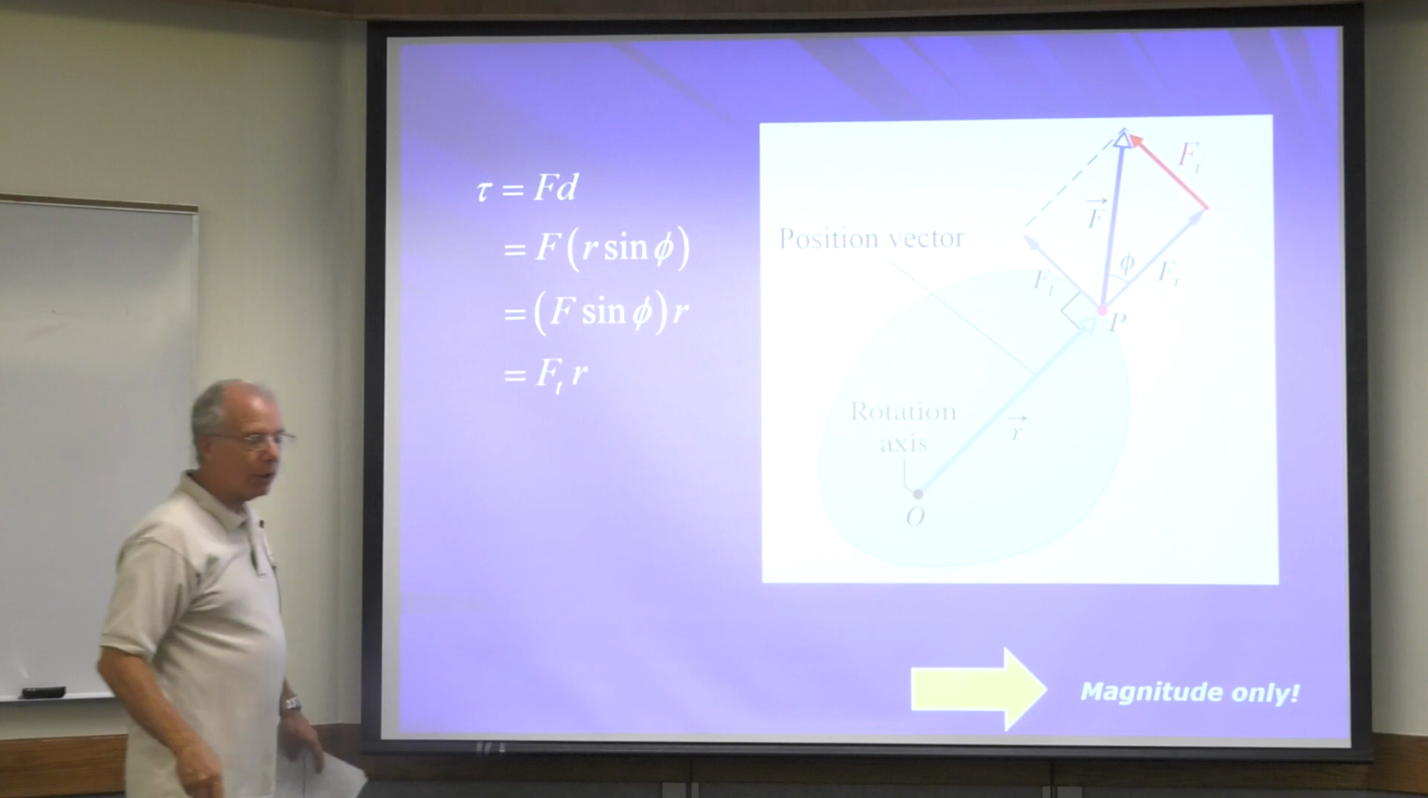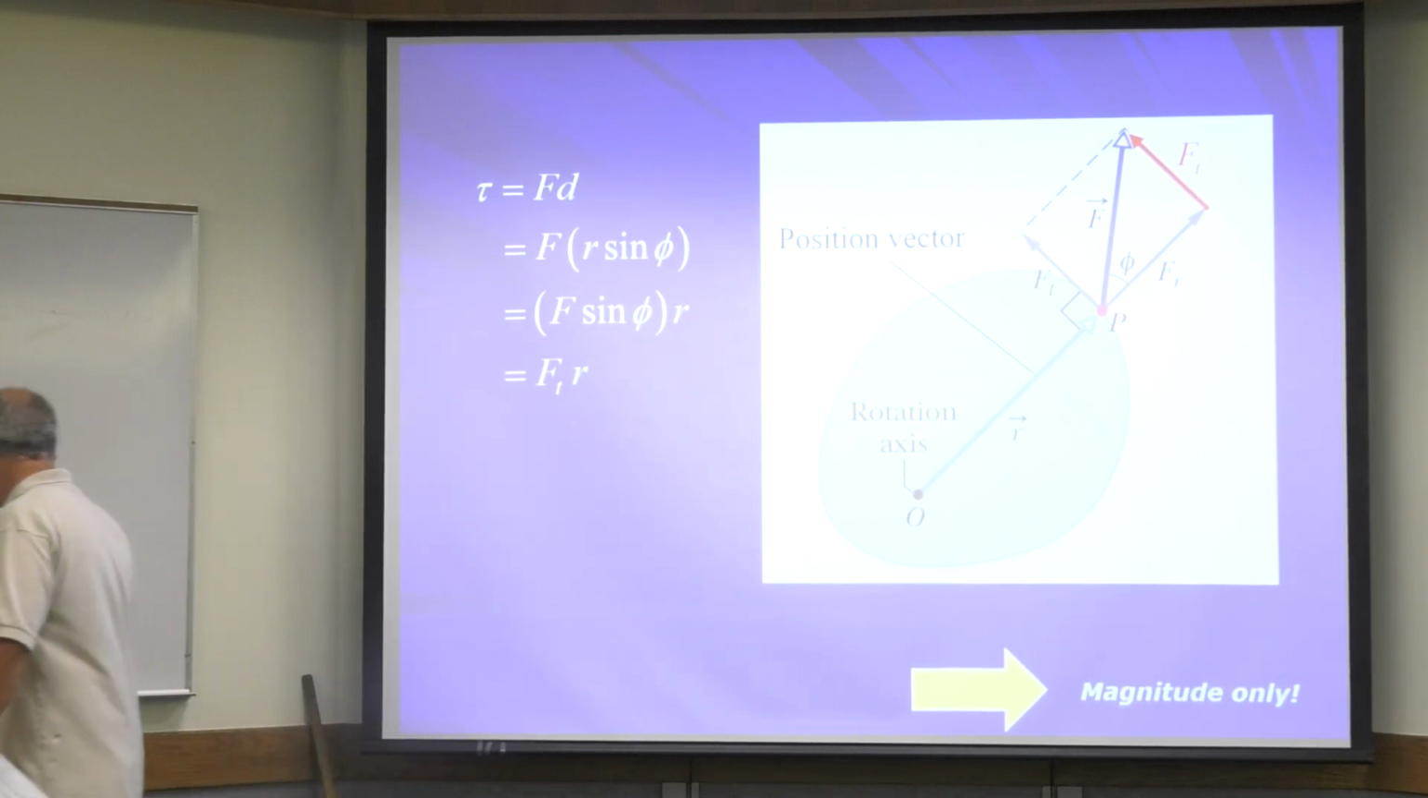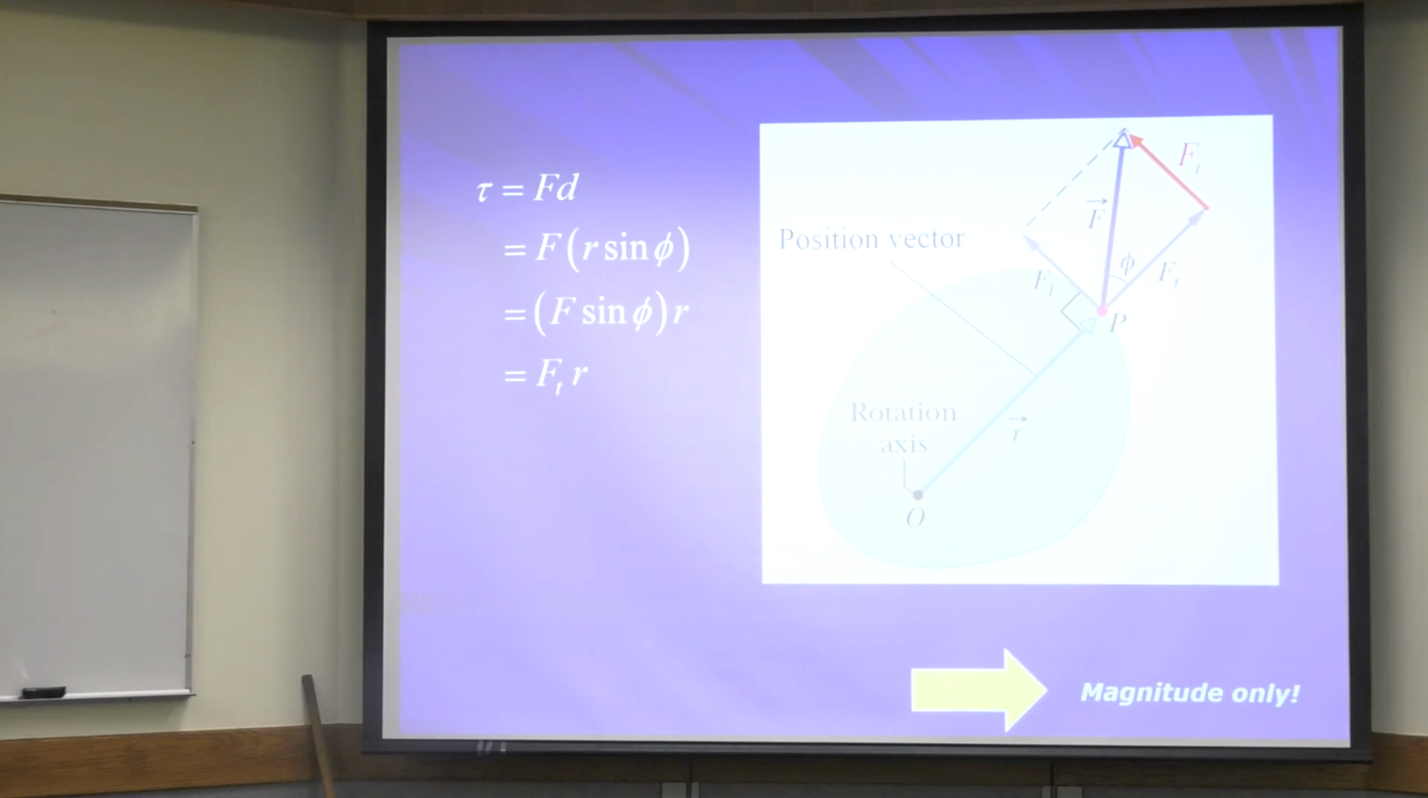But torque is a vector too. So you remember when we did work? Work was the integral of F dot ds. So we multiplied two vectors and got a scalar. Well, now we want to multiply two vectors and get another vector. So it's a completely different operation. We've got to learn a new way of multiplying vectors.